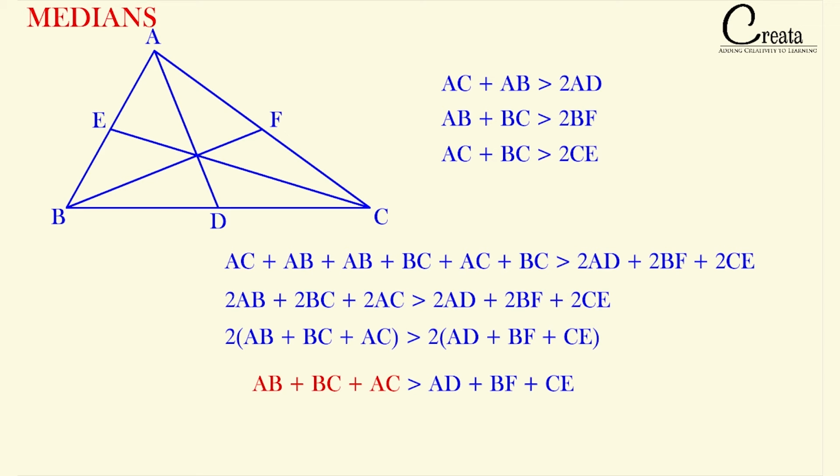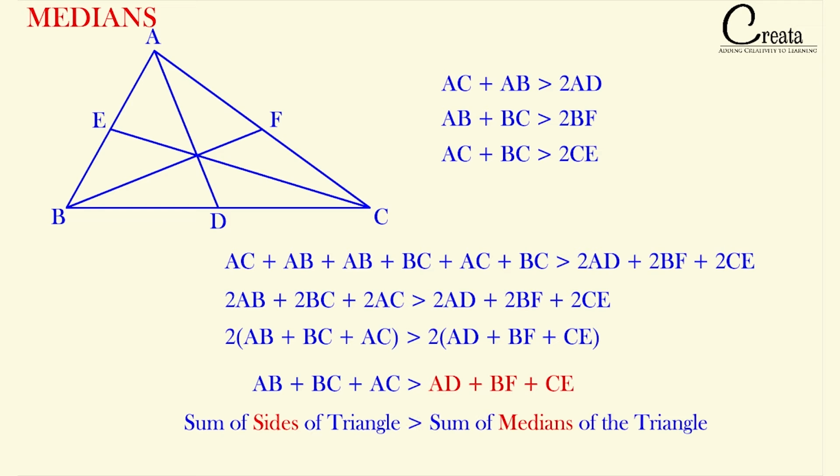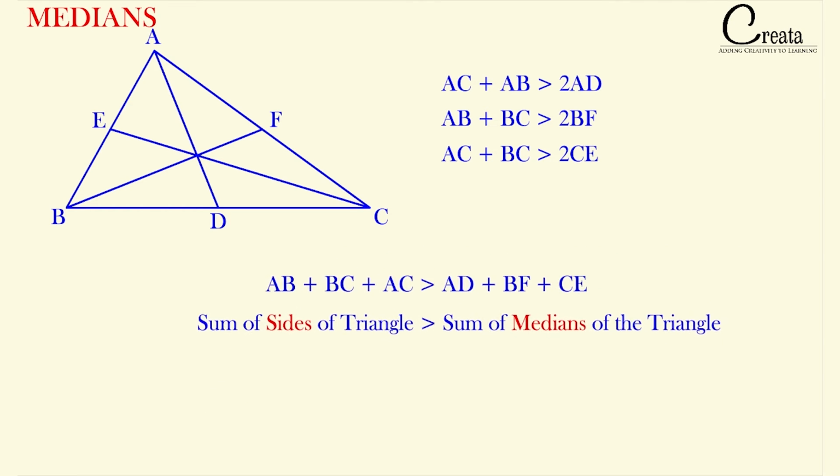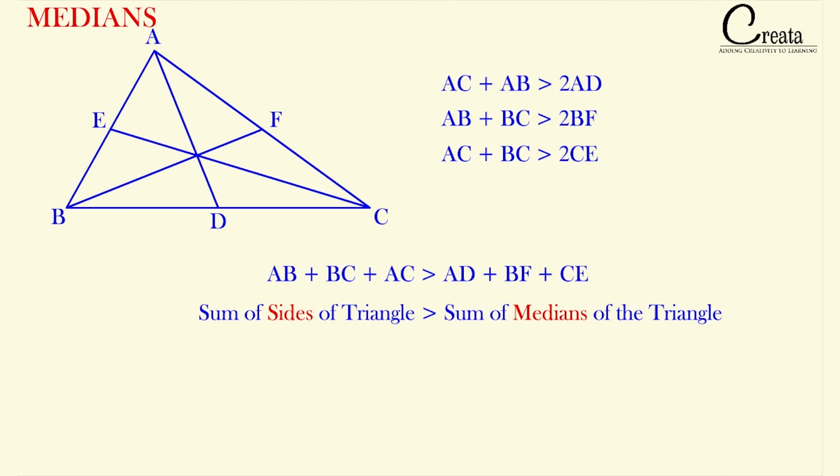Here AB, BC and AC are the sides of the triangle, and AD, BF and CE are the medians of this triangle. So can we say the sum of sides of the triangle is greater than the sum of medians of the triangle? This is also an important relation. If we take any triangle, and add all the three sides and all the three medians, the sum of the sides of the triangle will always be greater than the sum of the three medians. This is our second relation. So we got two relations.